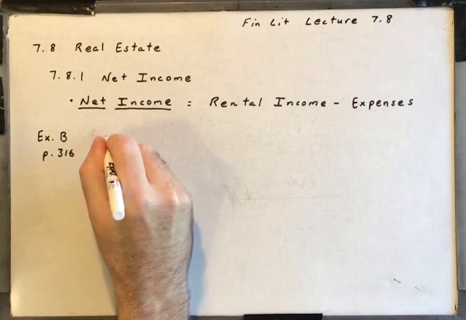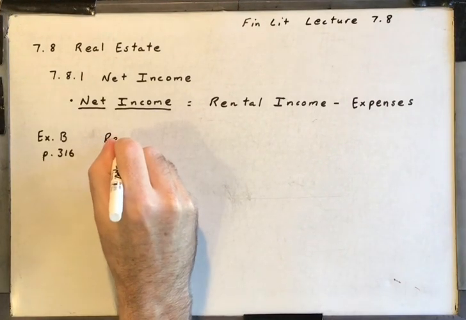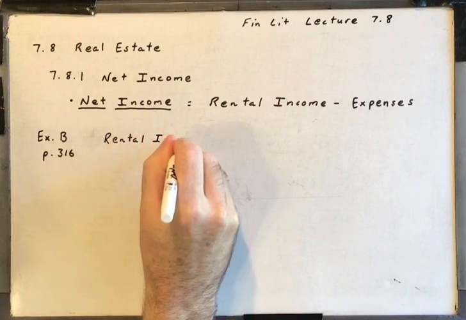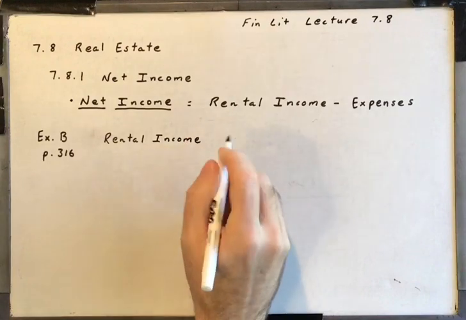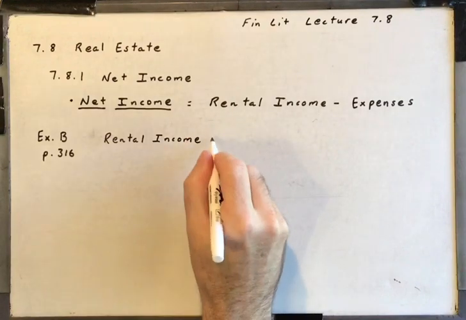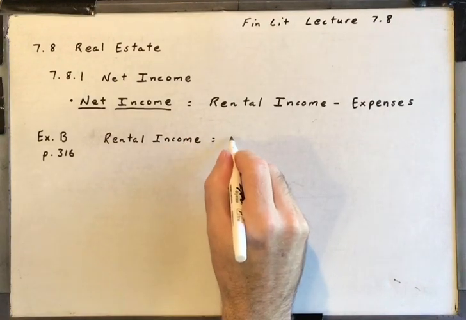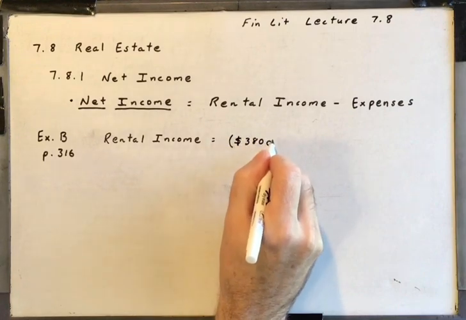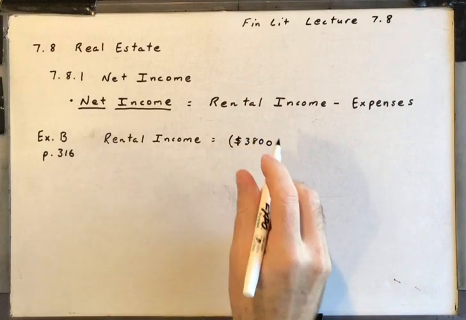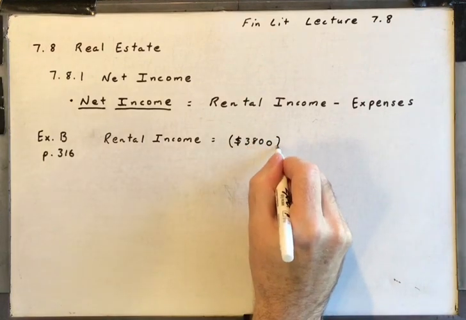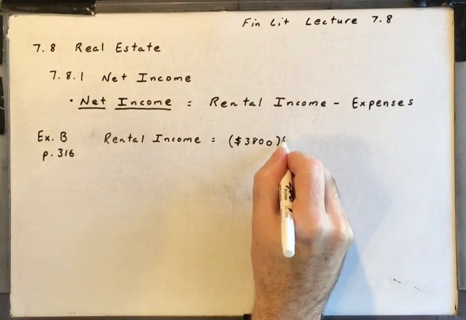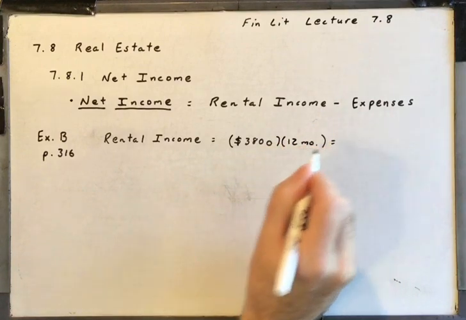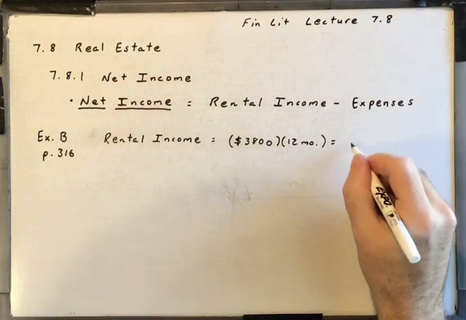So his rental income is going to be the $3,800. All right, so that's pretty expensive, at least for around here. $3,800 a month, and then times 12 months. All right, that'll be $45,600.